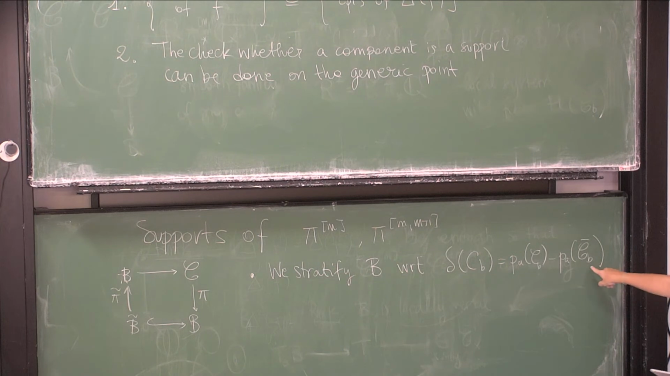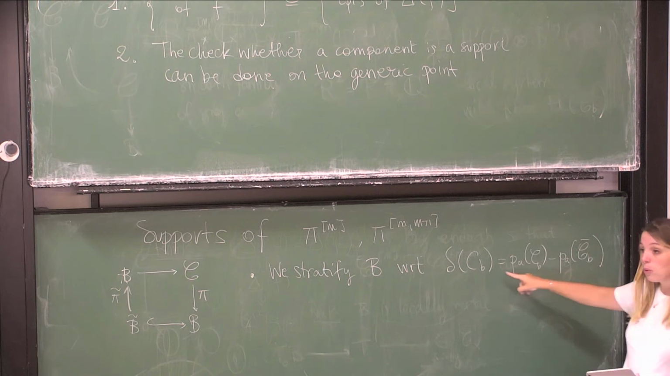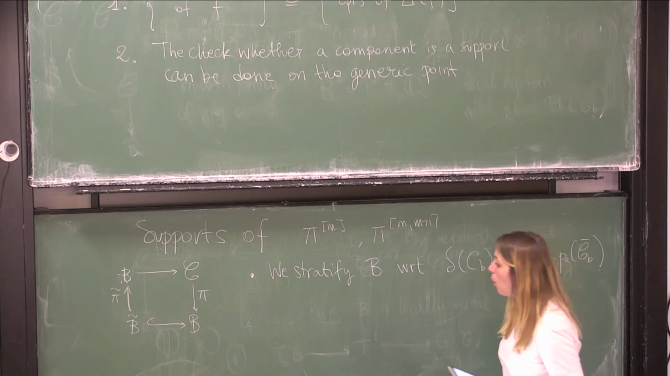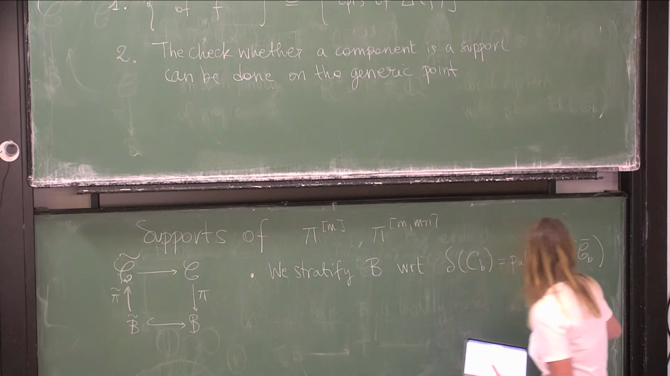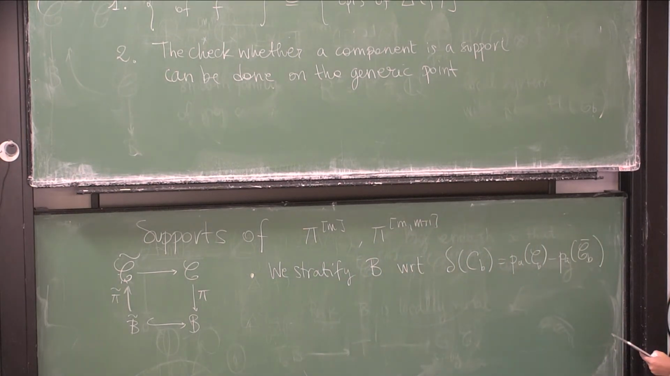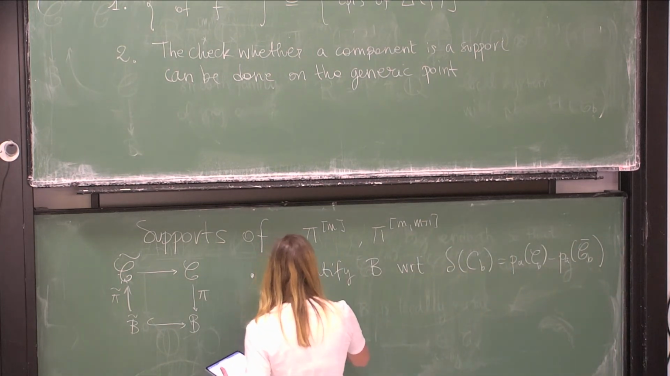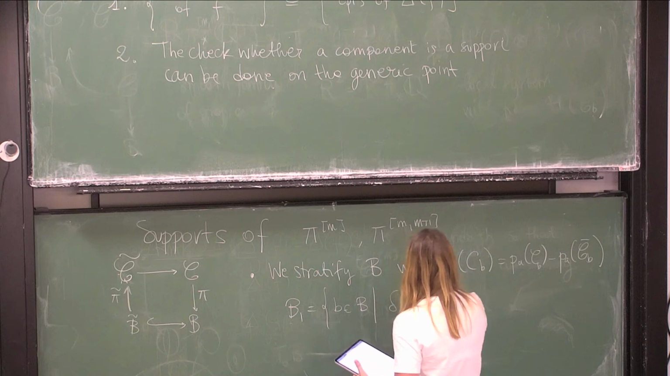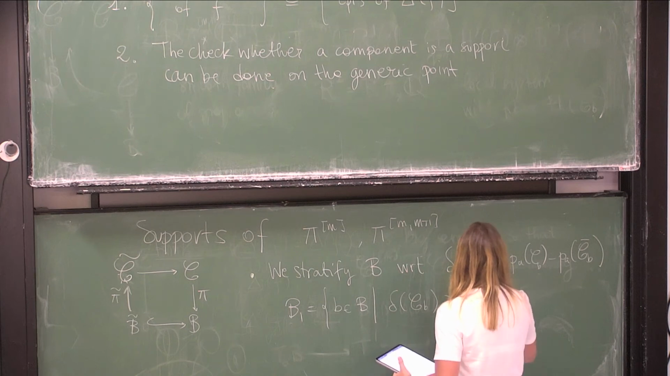Of course, if a curve is smooth, then the cogenus is 0. If a curve, for example, is nodal, then this cogenus coincides precisely with the number of nodes. So if your curve has nodes, this will count exactly the number of nodes. And we define in particular B_i as the set of b in B such that the cogenus of the fiber C_b is greater or equal than i.